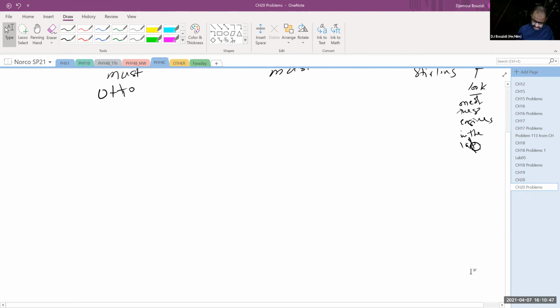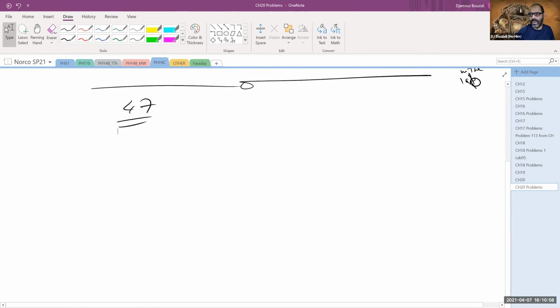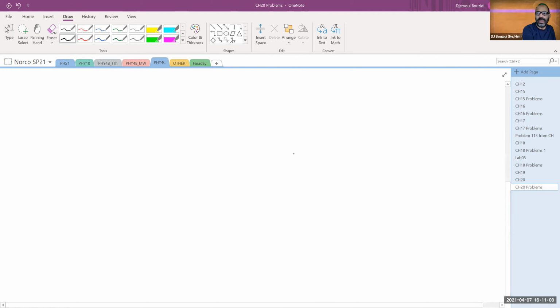Problem 47. It gives you basically the cycle that we did in class. So this is problem 47. That's what we're going to start with. It gives you in the PV diagram a starting point. So this is the point A, and then you go on an adiabat.